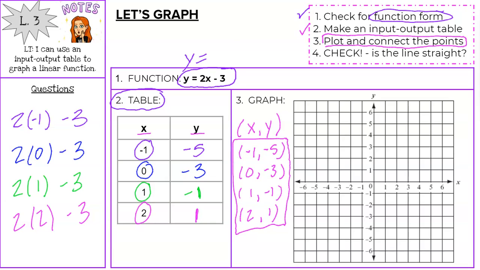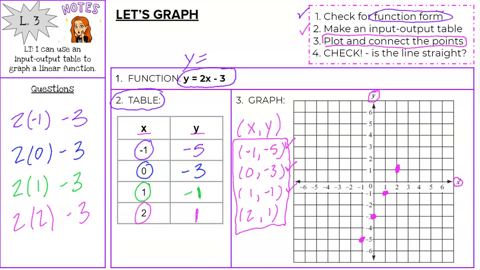So negative 1, negative 5. We go to negative 1 on our x-axis, and then we go down to negative 5 on our y-axis, and that's right there. So this is why we talked about plotting points first, because we need that skill to graph a function. So I've got that one. Now I'm going to do 0, negative 3. So 0 means I don't go left or right, but I'm going to go down to negative 3. 1, negative 1. So we go 1, negative 1 right there. And then 2, 1. So over 2, up 1.